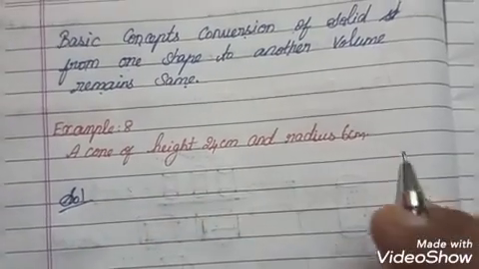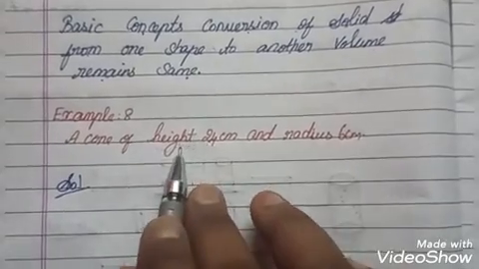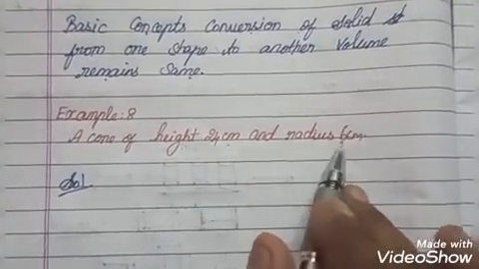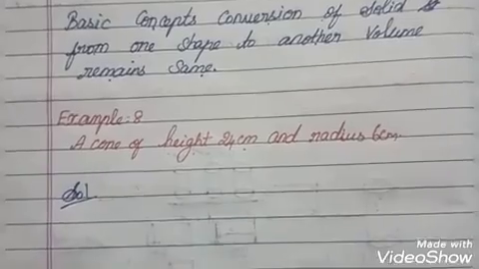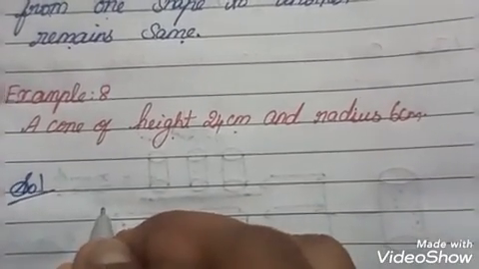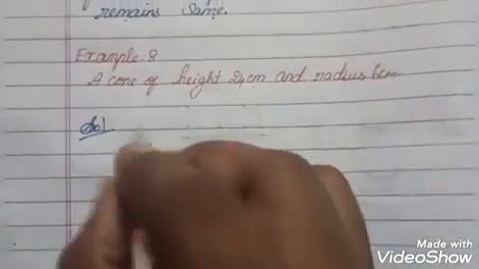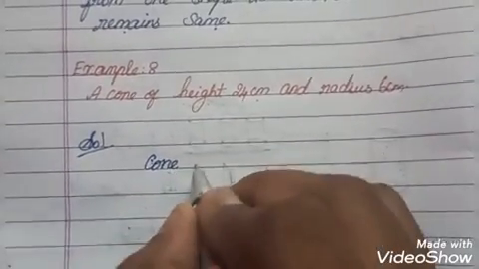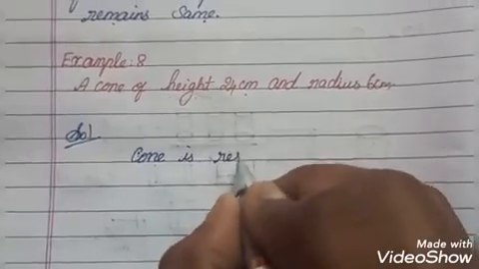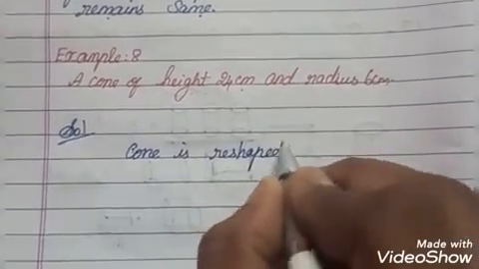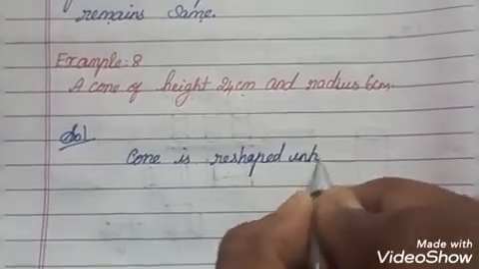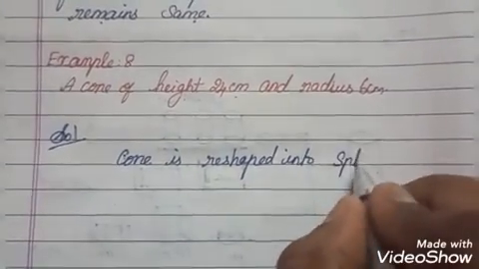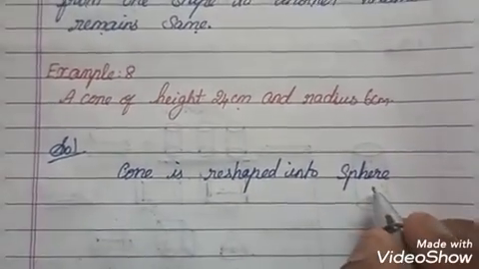Solution of example 8. The given values are height 24 centimeter, radius 6 centimeter. So here the cone is converted to a sphere. First you need to write what conversion has happened. So the cone is reshaped into a sphere.